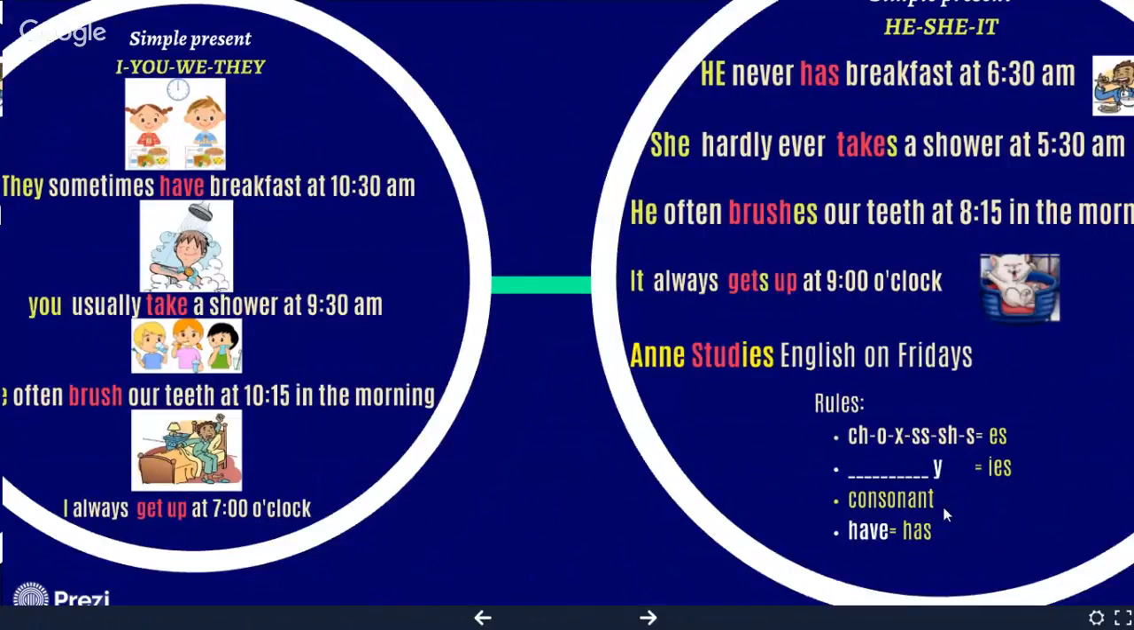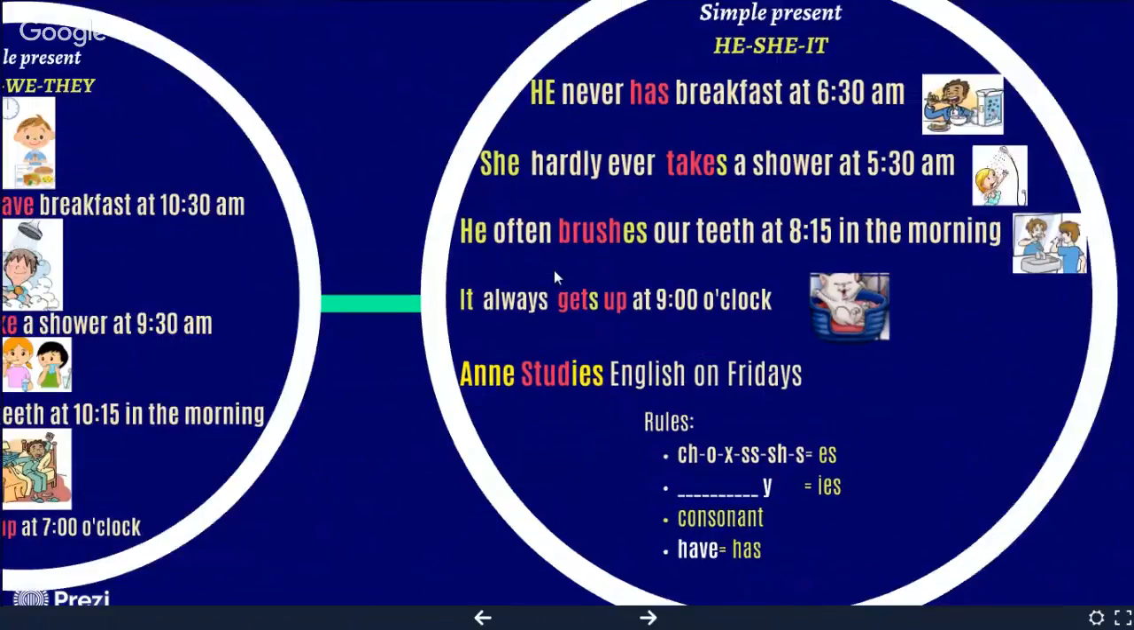He, she, it is about these rules. For example, has, because the rules say has. Takes, because when you don't find the rules here, you only add the letter s. Brush, sh, brushes. Gets, because t isn't here. For that reason I only add the letter s. Gets. Study. Study finishes with the letter y. For that reason I change that for ies. Say studies. Okay, this is affirmative.